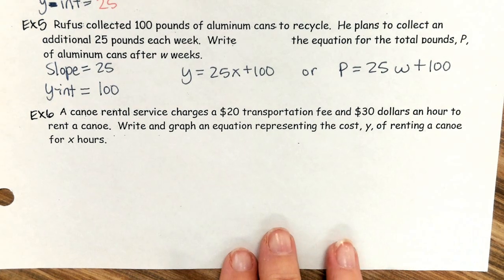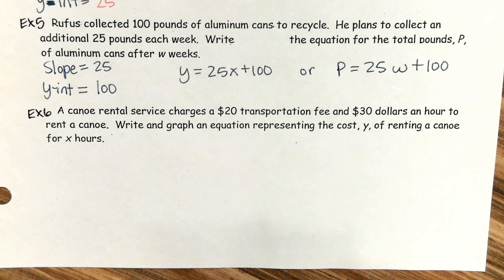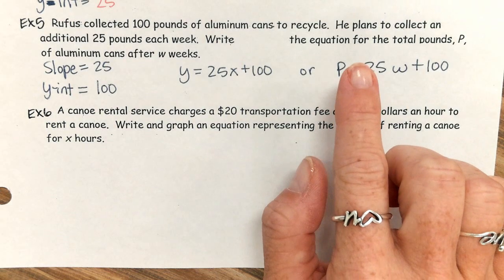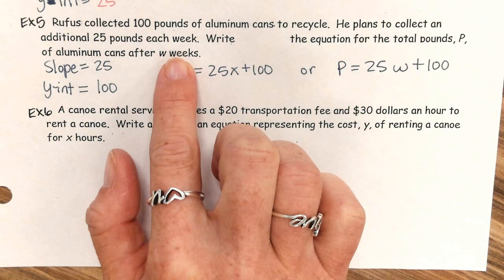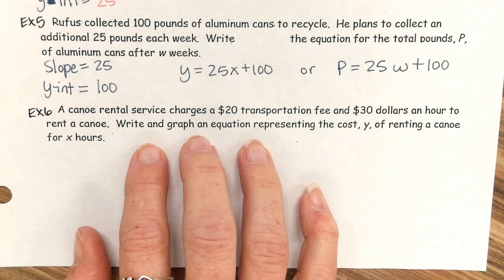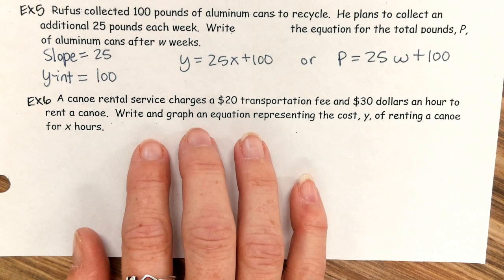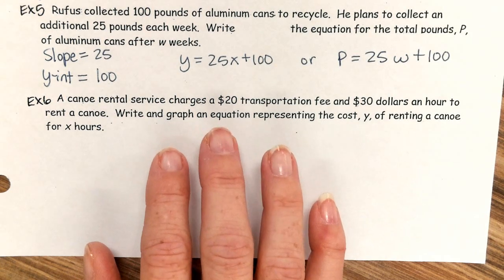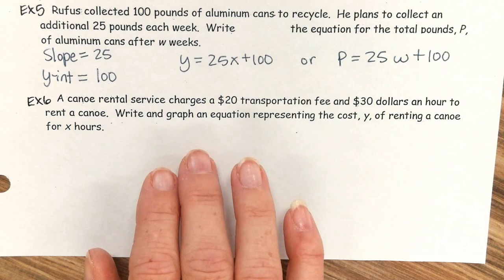If you're not done, that's okay. We got it right? Look what it said. It said use P for pounds, W for weeks. Question. What if, because you know how it's been saying like the total? Uh-huh. Can I just do that? I don't understand your question. It says, write the equation for the total pounds. So you put T? P.